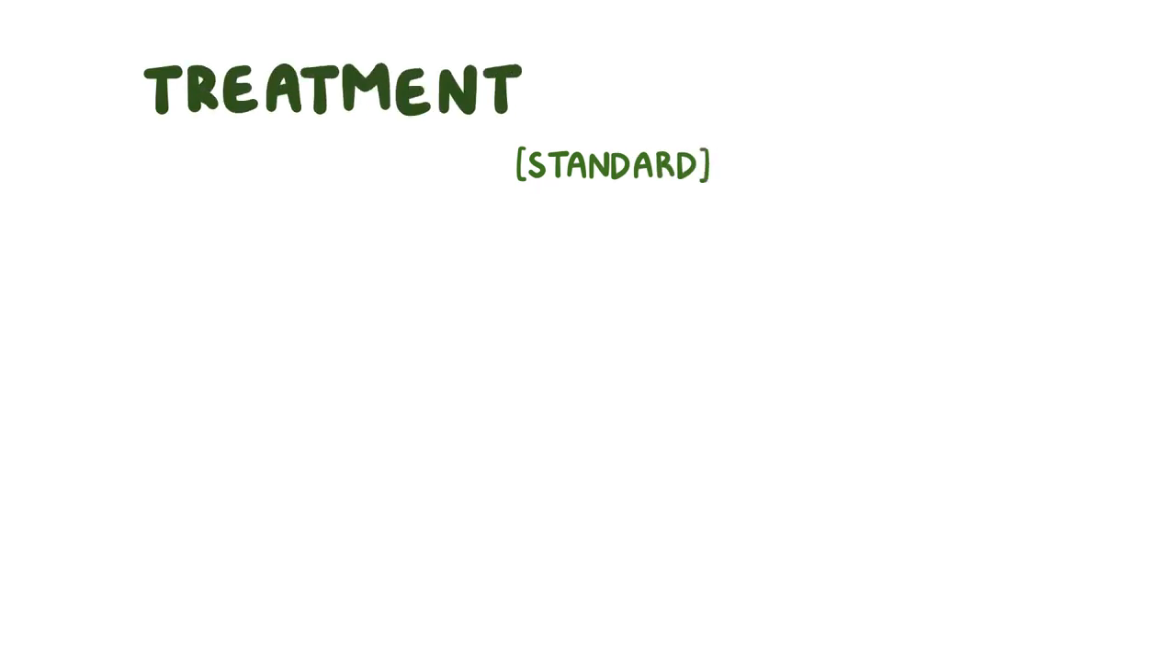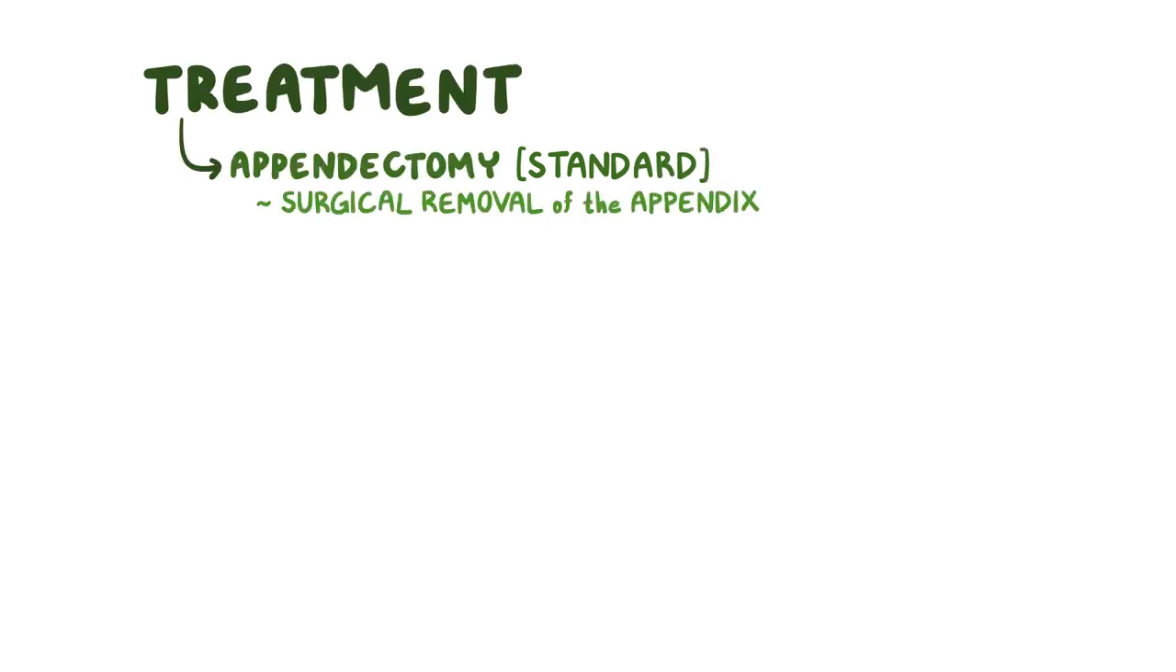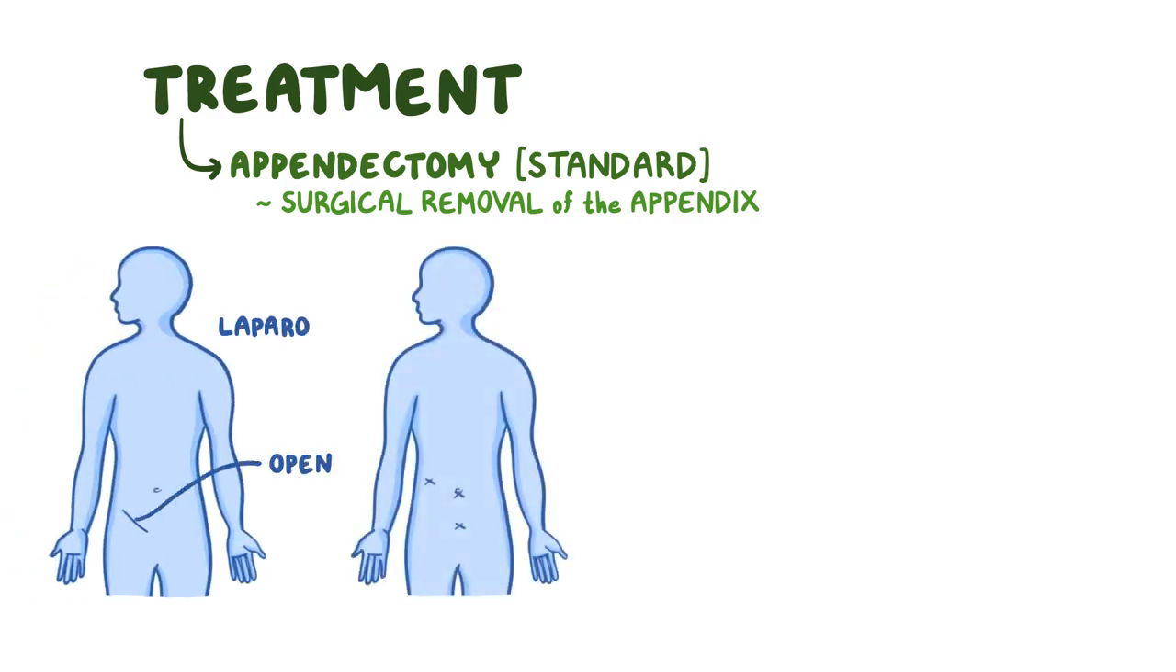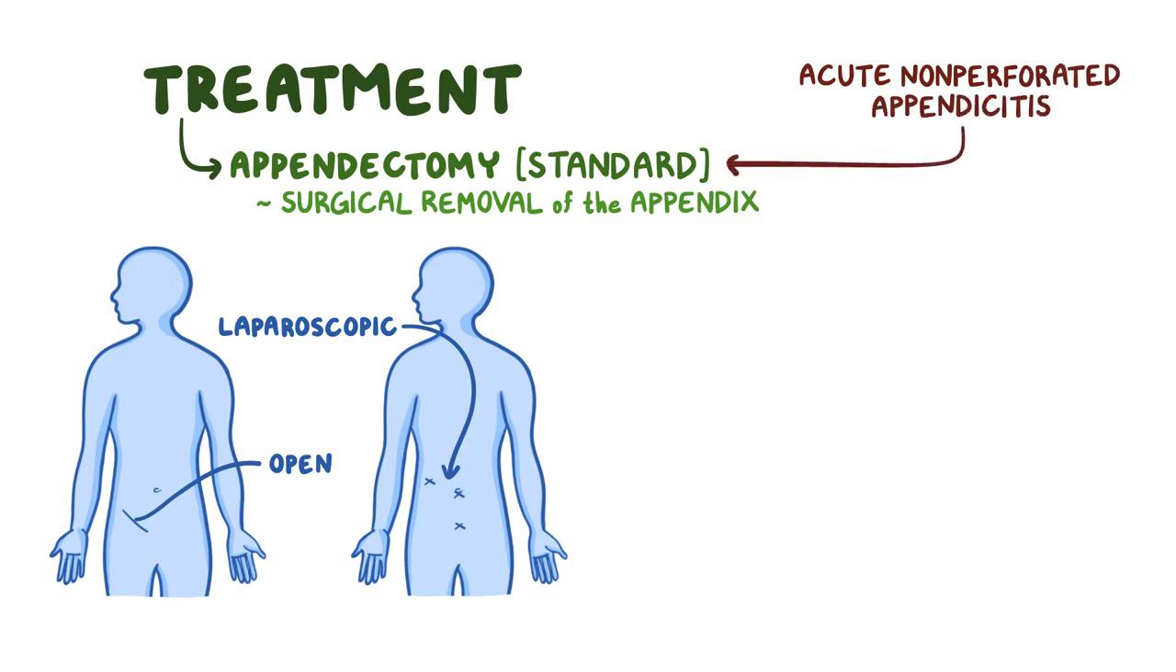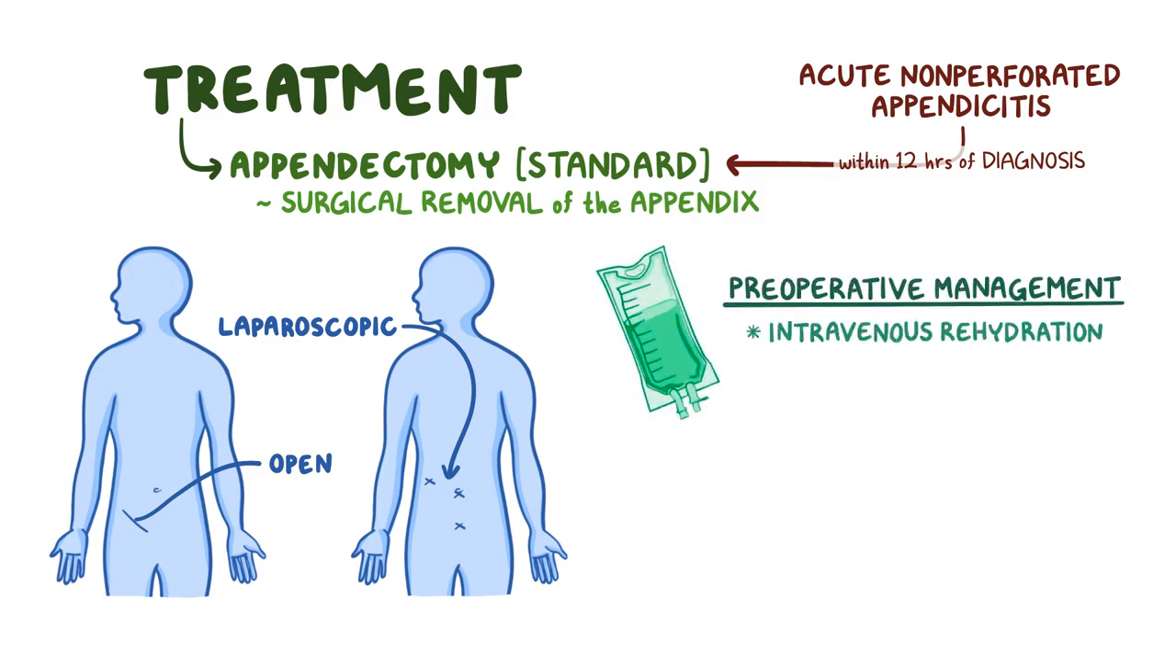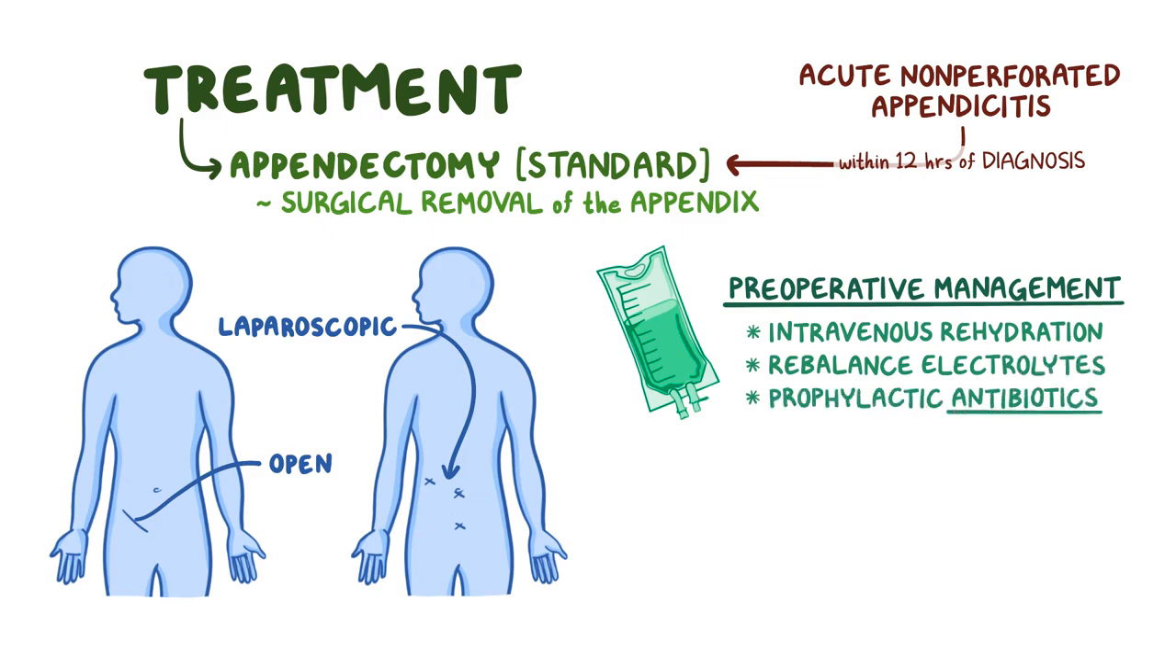The standard treatment for appendicitis is appendectomy, which is surgical removal of the appendix. Both open and laparoscopic approaches might be used. For an acute non-perforated appendicitis, an appendectomy should be done within 12 hours of diagnosis. Preoperative management includes intravenous rehydration, correction of electrolyte abnormalities, and administration of prophylactic antibiotics.